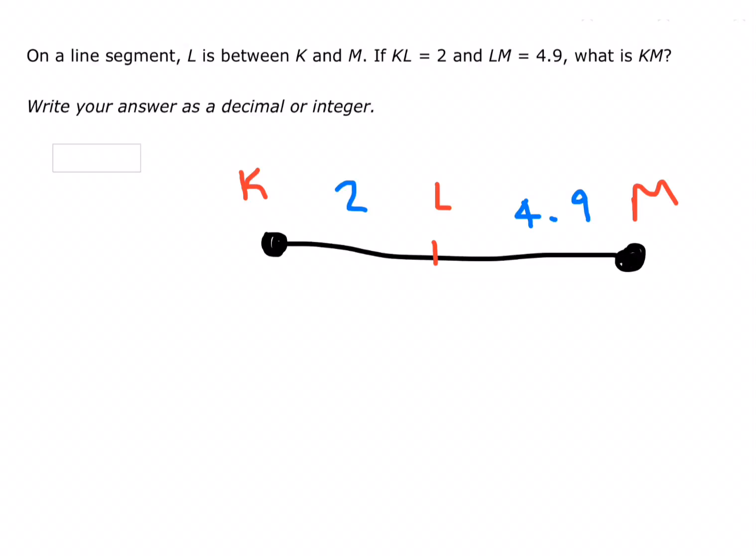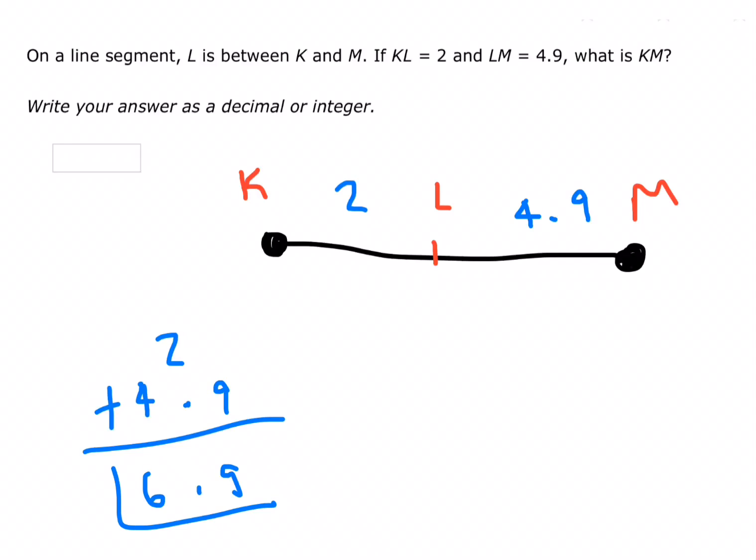Well, that's simple. All I have to do is add. So I'm going to say 2 plus 4.9. The 0.9 just comes down, and 2 and 4 become 6. So your final answer would be 6.9. And that's it. Move on.